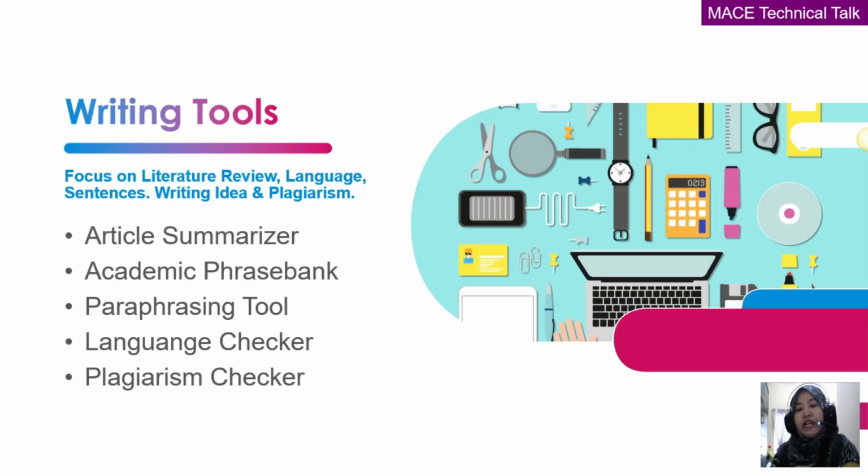So in this sharing, I would like to emphasize the writing tools that you can use or focus on, okay, while you are writing your article. The writing tools will focus on the literature review or the summarization of the literature review, the language, sentences or rephrasing, writing ideas, and plagiarism. So there are 5 tools that we can use to help us in our academic writing. The first one is the article summarizer, then the academic phrase bank, paraphrasing tool, language checker, and plagiarism checker.